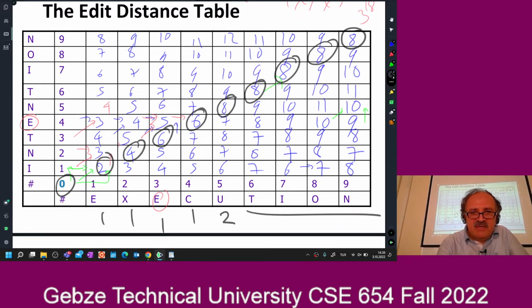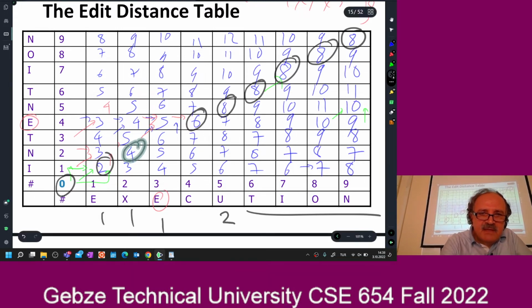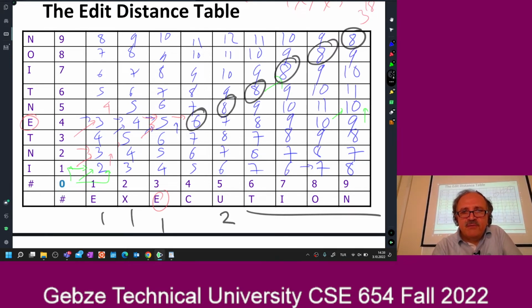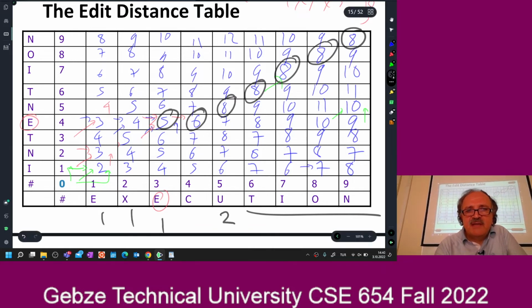How about this one? This one is E. I think it is, where is E to E? Oh, did I make a mistake in there? Yes. Yeah, I think these are wrong, right? Let me erase them. Okay, how did I come to this 6? From 5, yeah. That means what? I inserted one E, right?